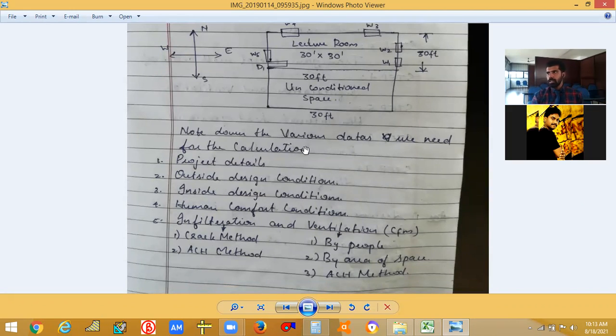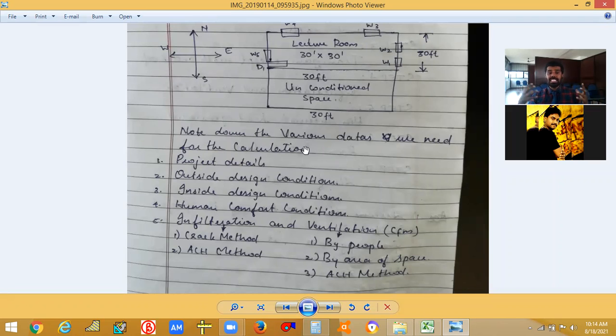For example, if you are doing a project, we need to know its project details: where the location is. Because for different countries and locations, the climatic condition is different, so there will be a change in the output that we get. So first we need the project details, the location, and the temperature conditions. Next, the outside design condition: the outside atmospheric temperature, dry bulb temperature, wet bulb temperature, and humidity.